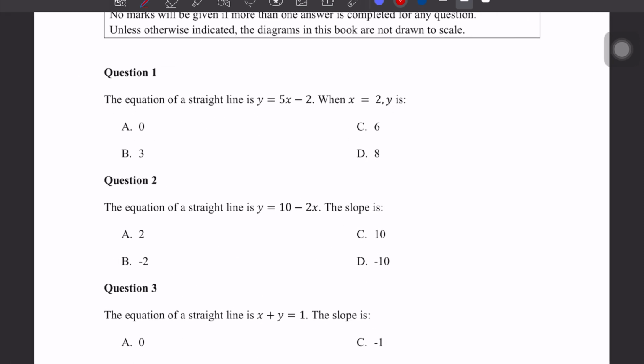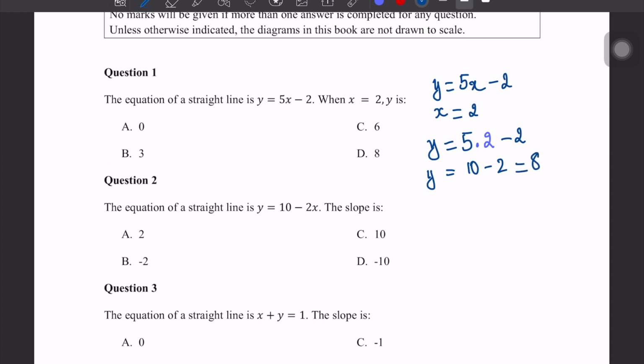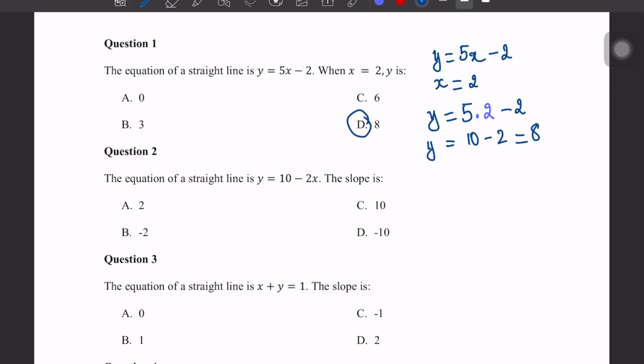The equation of a straight line is y equals 5x minus 2. When x equals 2, y equals what? You substitute x equals 2 into the equation. y equals 5 times 2 minus 2. y equals 10 minus 2 equals 8. The answer would be D.